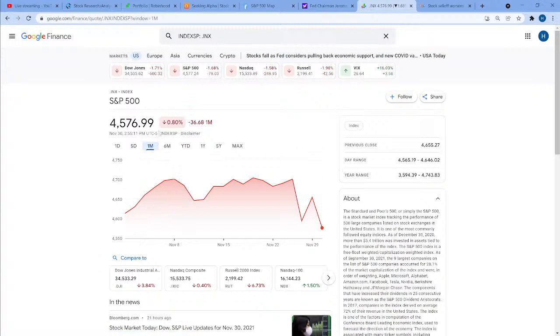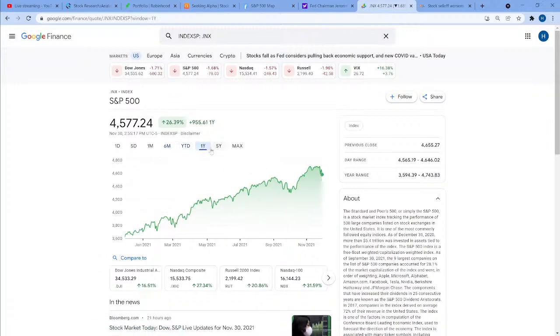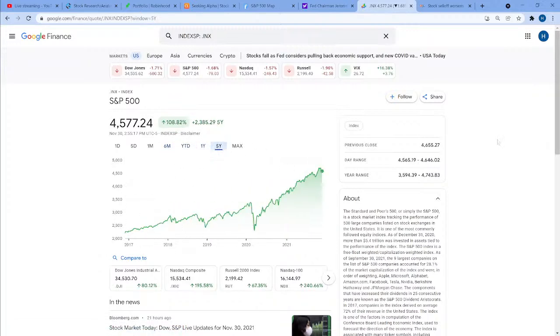Over the past month, still down. 6 months though, we're still up 8.93%. Year to date, we're up 24%. 1 year, we're up 26%. And the 5 year, we're up 108%. So it's times like these when you buy, you buy the dip.